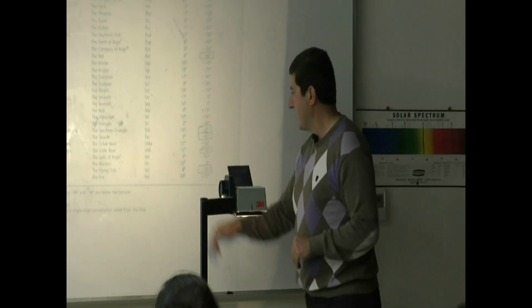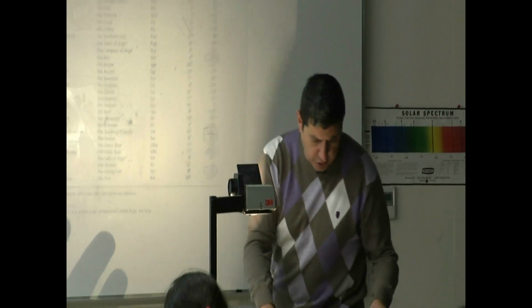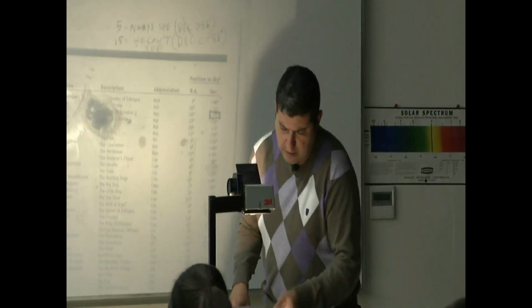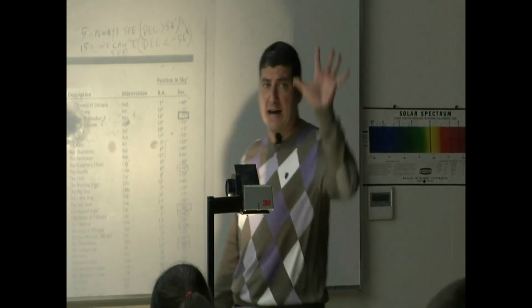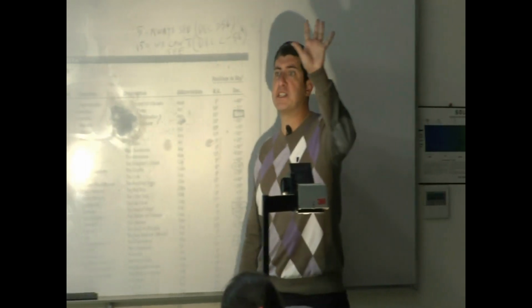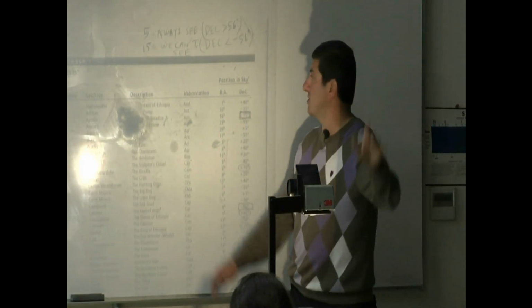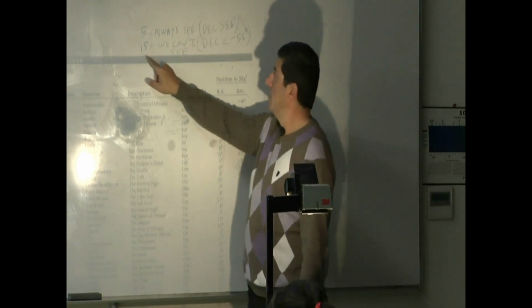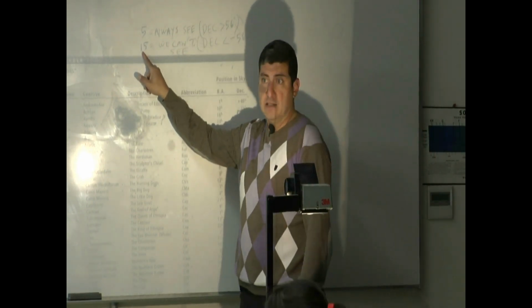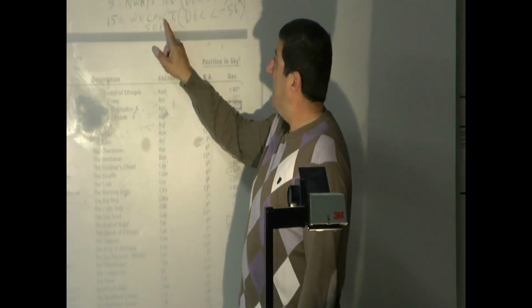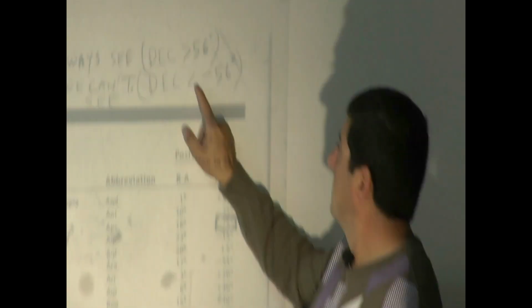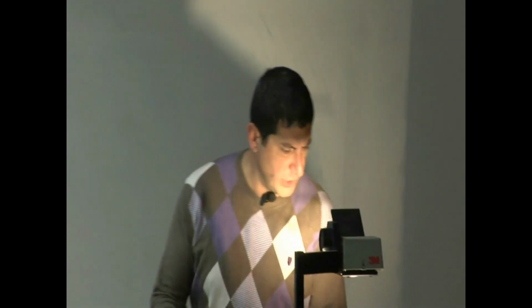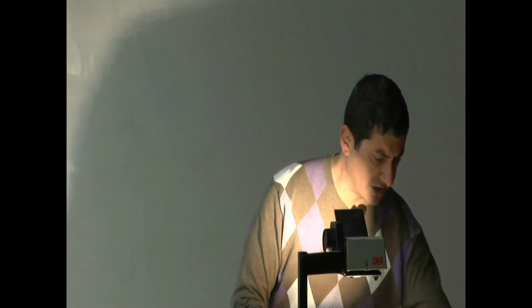And then there's -70. So after I counted them, here's what the conclusion was. I counted 5 that you can always see from LA. 5 constellations. Always see. Then I counted 15 that we can't see. Dec angle less than -56. So which 5 are the north circumpolar ones?